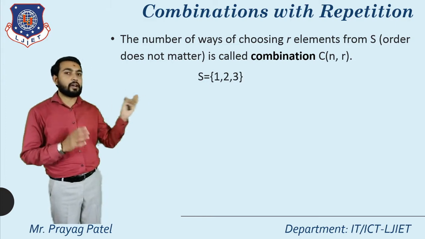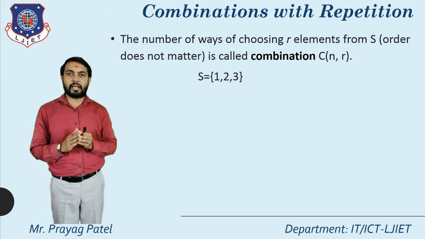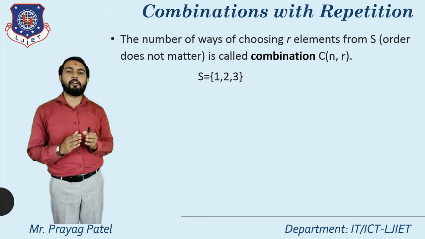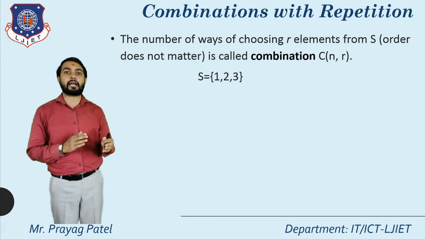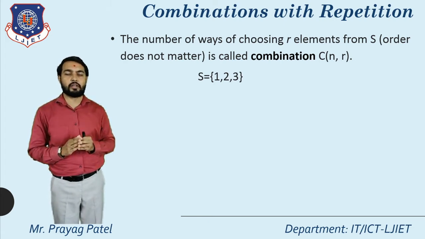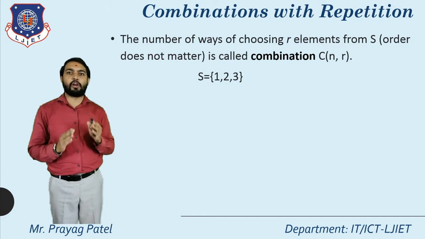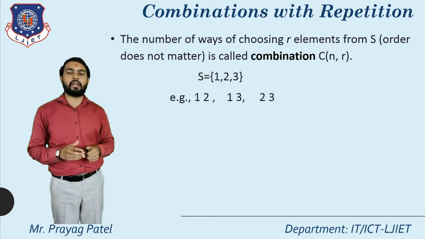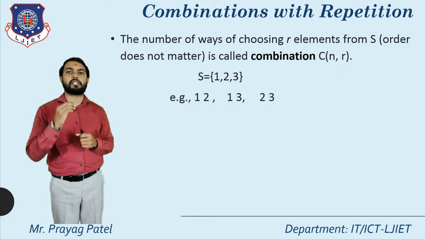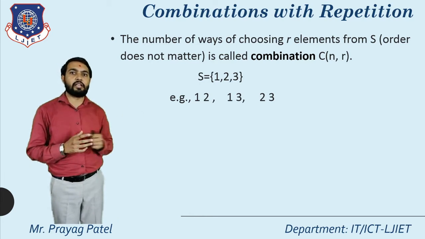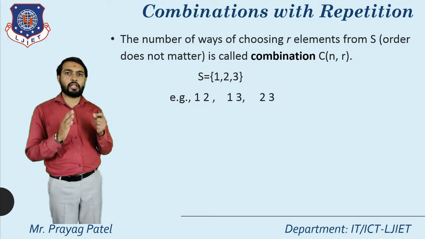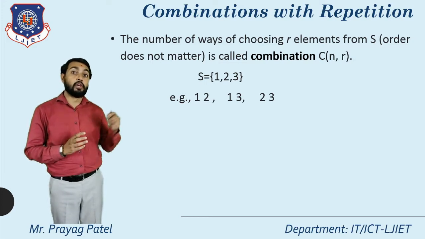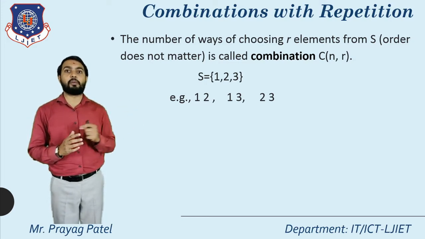That means we have n elements available in a list, and from the available n elements we have to select or choose r elements. For example, S equals {1, 2, 3}, three elements are available, and we have to select two elements from these three. What are the different ways? 1 2, 1 3 and 2 3. So it is called the combination. Here this combination is without repetition.